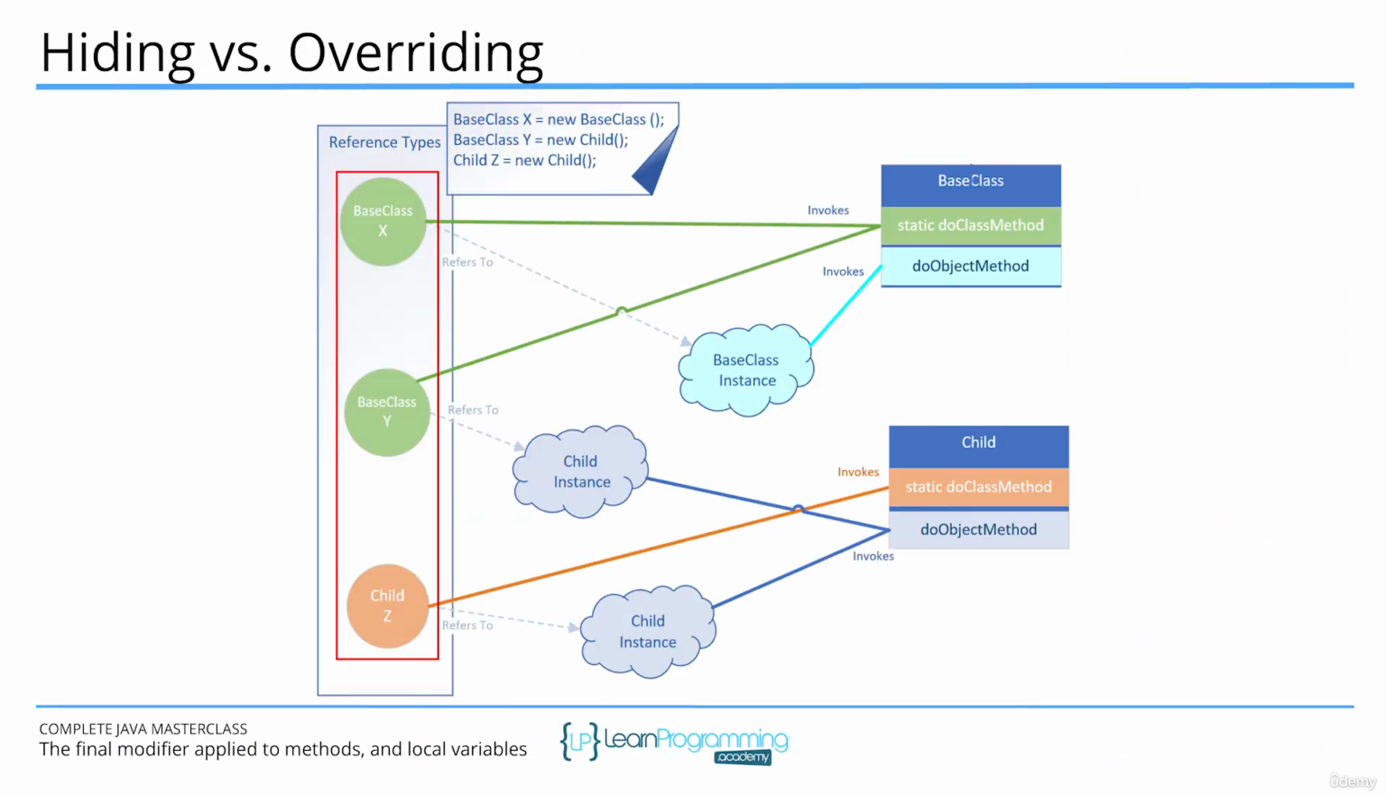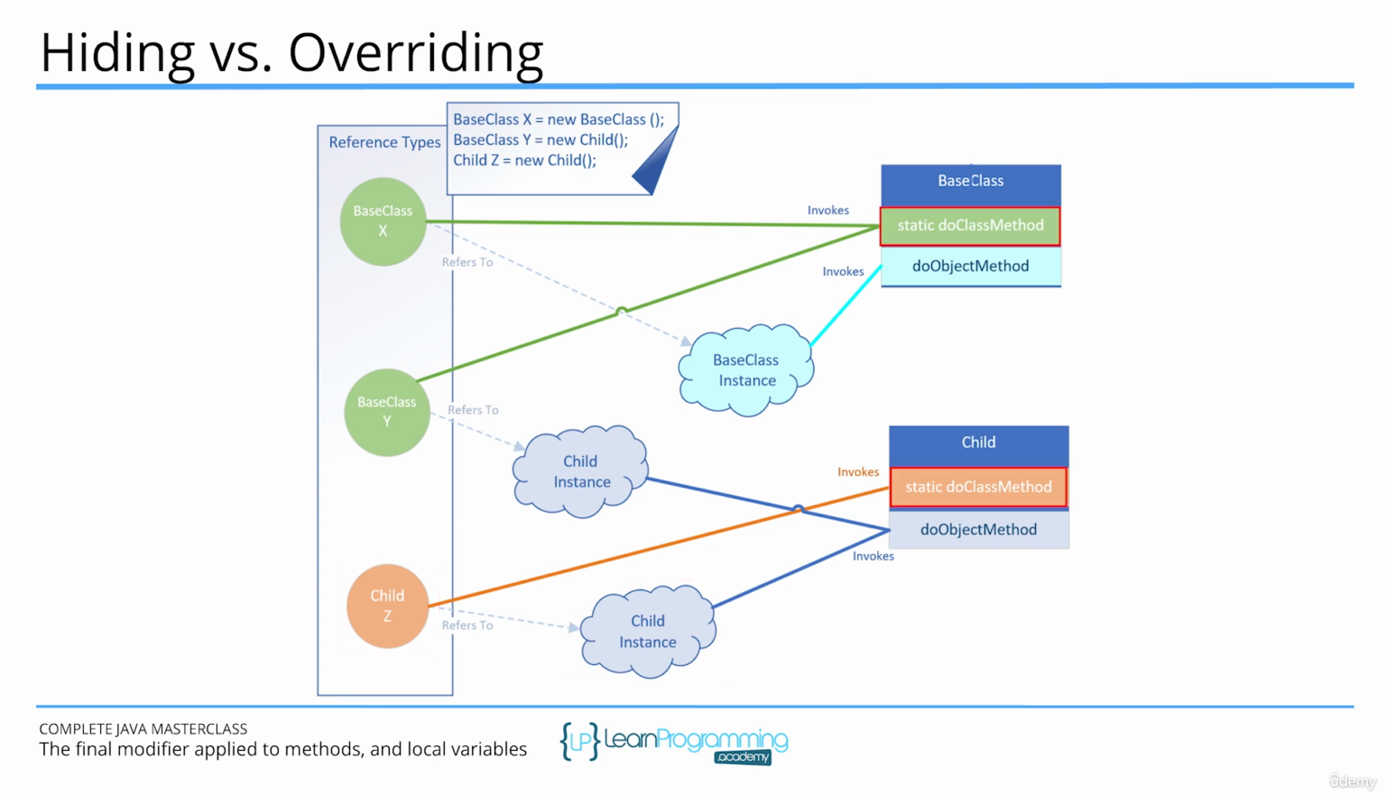On this slide I'm showing 3 declarations. X is declared as a base class and refers to an instance of a base class. Y is declared as a base class and is referring to an instance of a child class. In this case, base class is the reference type and child is the instance or runtime type. Z is declared as a child and is referring to an instance of a child class.